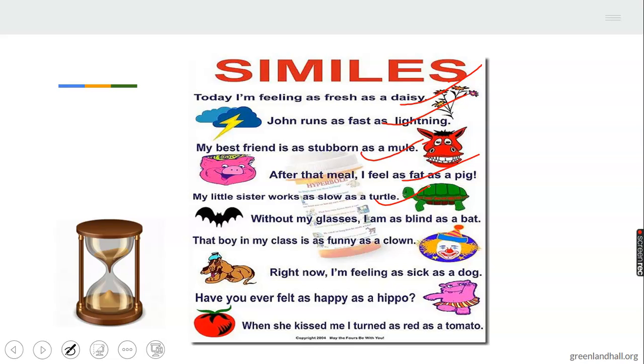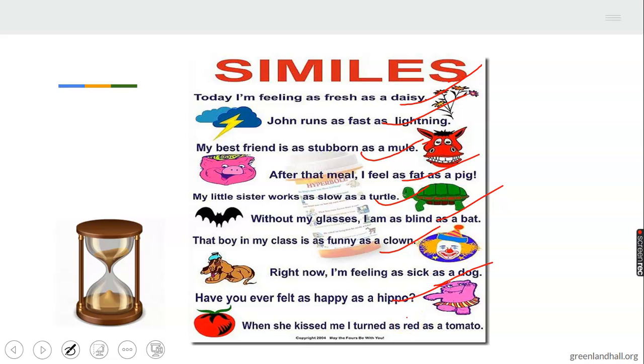Without my glasses, I am as blind as a bat. That boy in my class is as funny as a clown. That is, he makes people smile and laugh. Very funny. Makes jest. Right now, I'm feeling as sick as a dog. Not all the time that a dog is sick, but we can still say as sick as a dog, or as faithful as a dog. Have you ever felt as happy as a hippo?